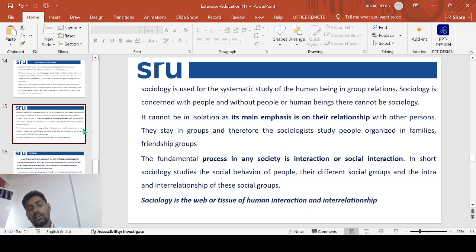It is considered that interlinking tissue, that web which is connecting all the points. So what is it connecting? Human interaction. How a man is talking to another, how he is communicating with the community, how he is establishing those interactions, how he is avoiding. So those human interactions and interrelationships, from one factor to another. In society, from one human to another, one group to another, one community to another, how they are functioning together, those interrelationships are keenly observed. So sociology is considered the web or tissue of human interaction and interrelationship. This is one of the definitions.